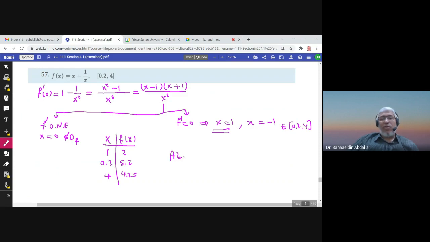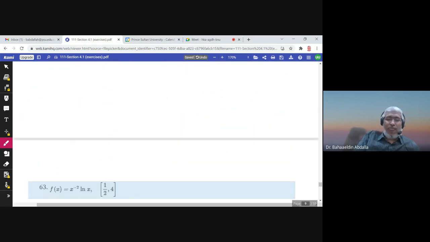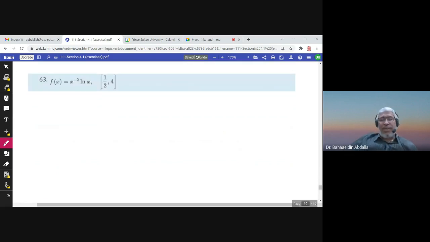So the absolute maximum of this function inside this interval is f of 0.2, which is 5.2, and the absolute minimum in this interval is f of 1, which is 2. It occurs at the critical number. Same question, different function, different interval.